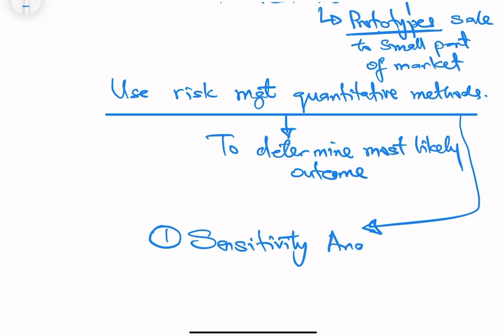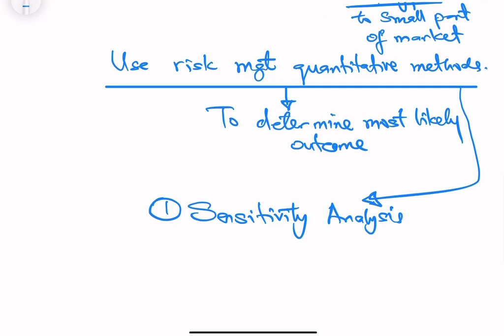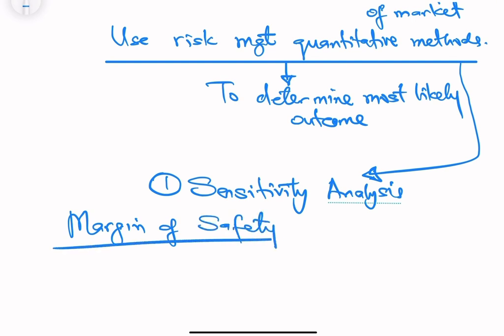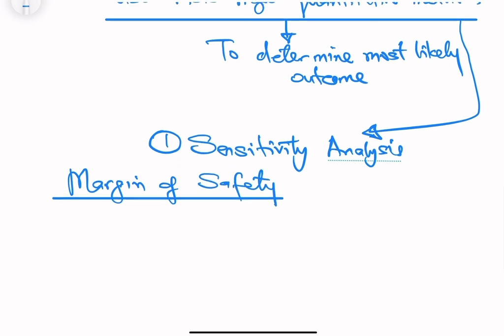Sensitivity analysis. If you remember, we've touched on this a couple of times in our previous lectures when I spoke about margin of safety, because this is what we will be calculating. This is what we're interested in with sensitivity analysis. What is sensitivity analysis? It's a method that shows how much a variable will change for management to change their decision. It's as simple as that.